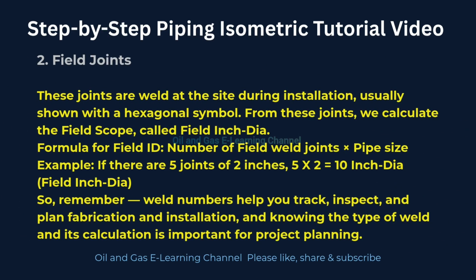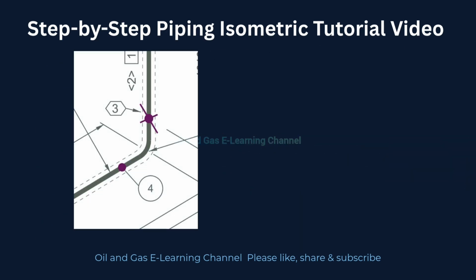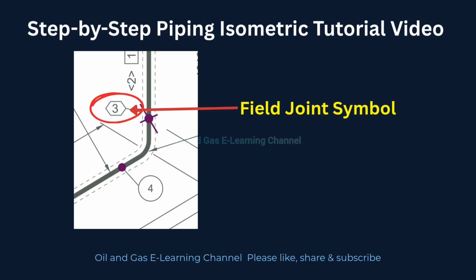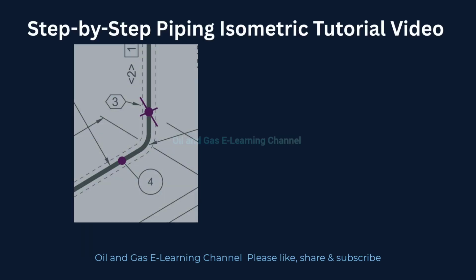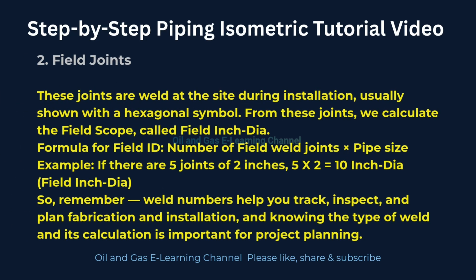2. Field joints. These joints are welded at the site during installation. They are usually shown with a hexagonal symbol. From these joints, we calculate the field scope, called field inch dia. The formula for calculating field inch dia is number of field weld joints times pipe size. For example, if there are 5 joints of 2 inches, 5 times 2 equals 10 inch dia, field inch dia.